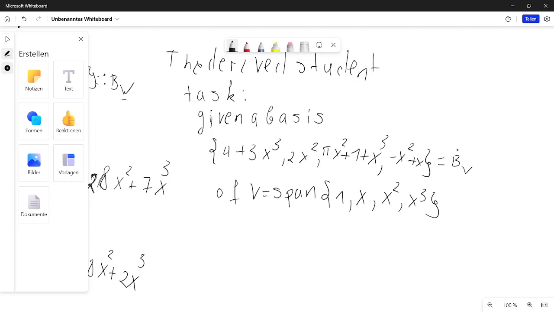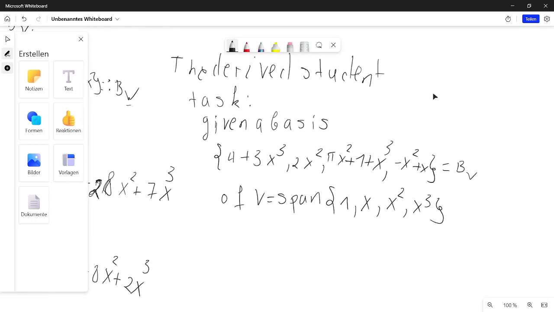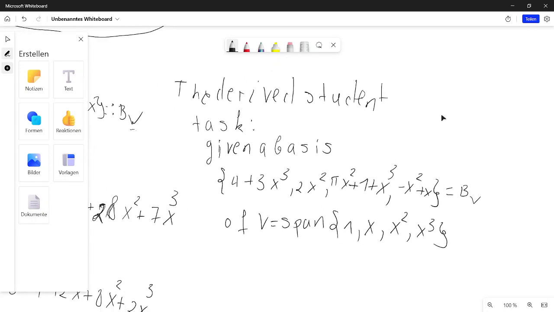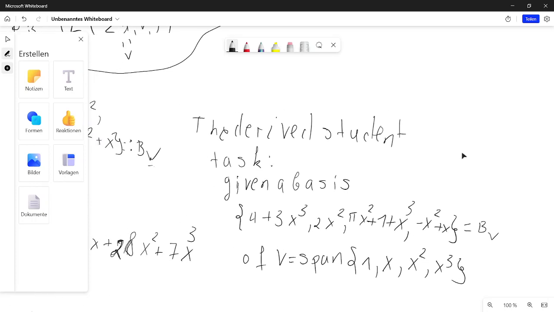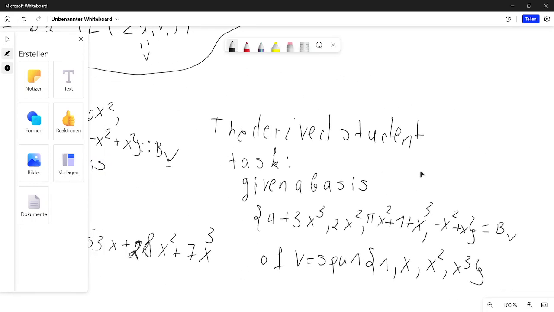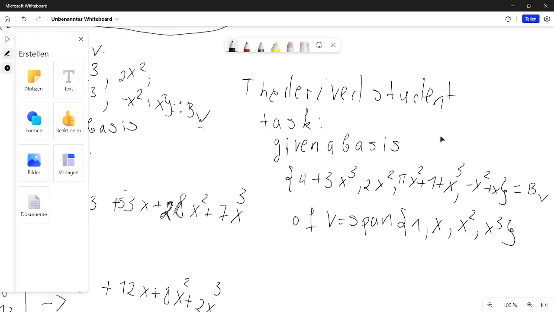And those who give you the task could appear on a homework sheet. They just tell you, well, that's a basis of this space. Then you might want to check this. It's not difficult, as I said. It's just Gauss, which I did in reverse here.